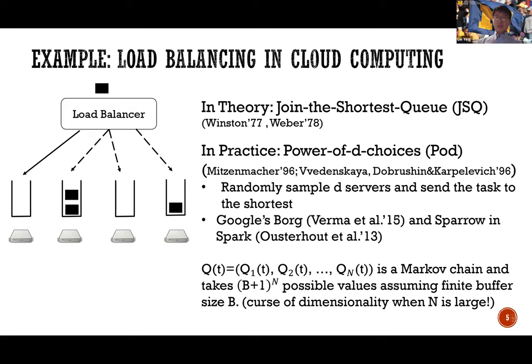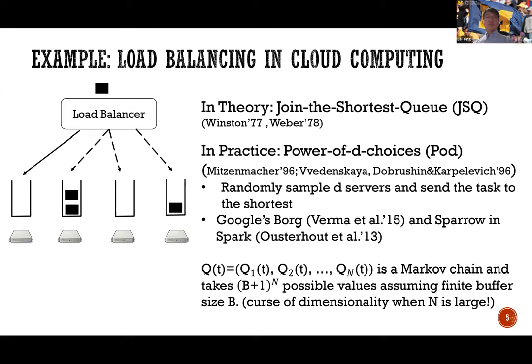However, it's not what people use in practice. The reason is the overhead of implementing this join the shortest queue is tremendous. Because to do that, if you have 10,000 servers, then you need to check 10,000 servers for each incoming job to find the shortest queue. And next time when another job comes, you again have to check these 10,000 servers. And then information needs to be communicated back to the load balancer. That overhead itself can kill the performance of the system.